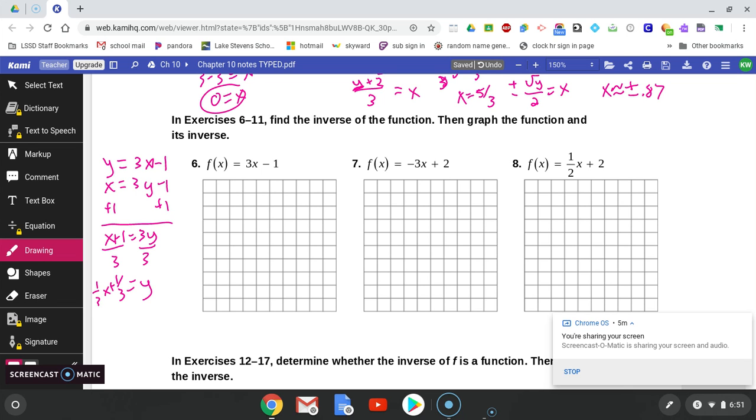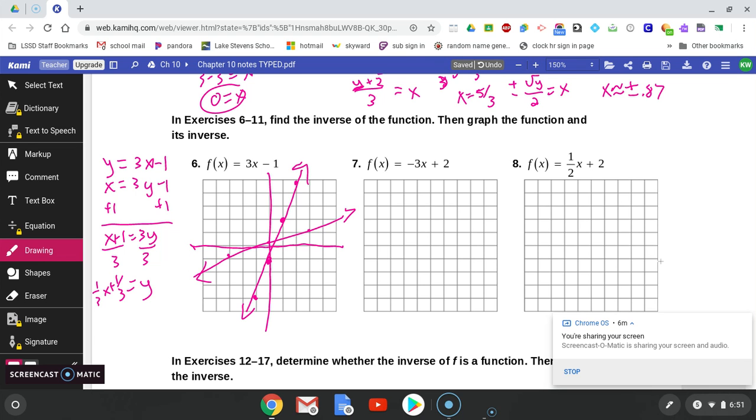And then I can graph both of those. So if I'm graphing the original one, it had a y-intercept of -1 and a slope of 3. So up 1, 2, 3, and over 1. So there's my original. My inverse has a y-intercept of 1/3 and a slope of 1 over 3. So I go up 1 over 1, 2, 3. Or I could go down 1 over 1, 2, 3. And that would be what the inverse looks like.